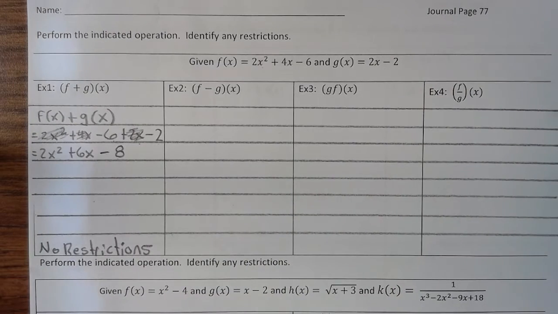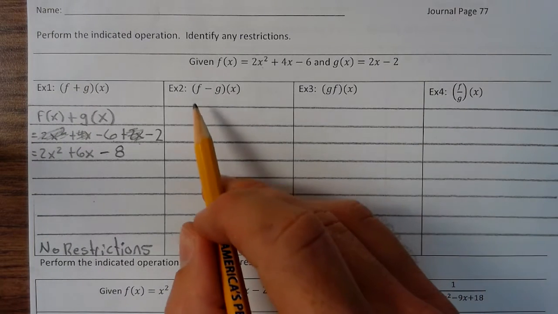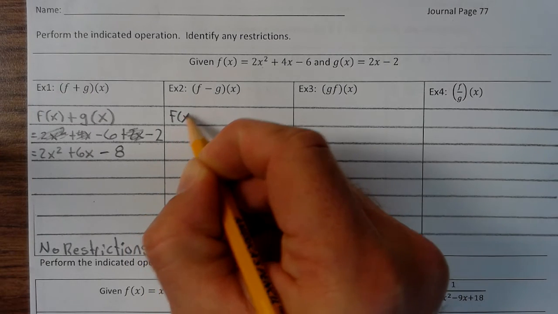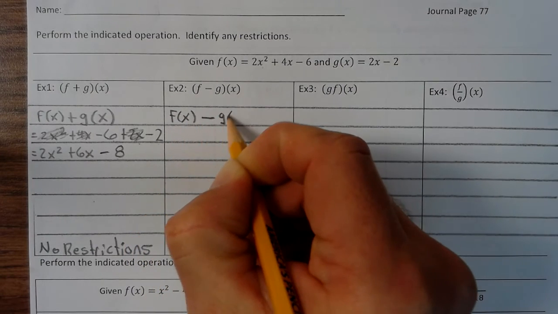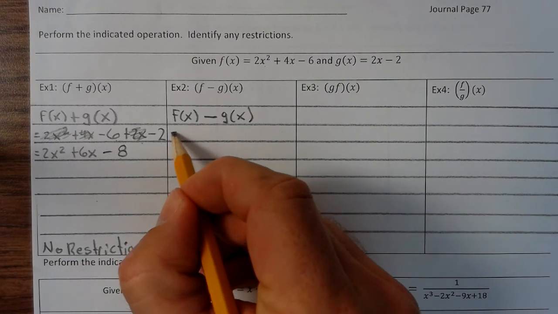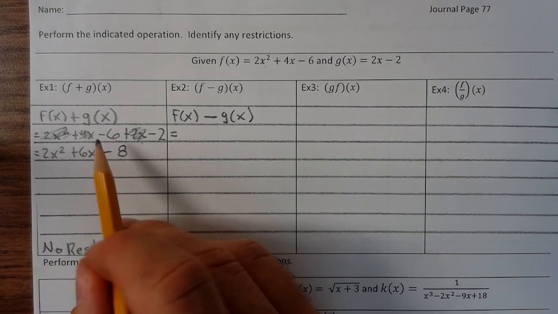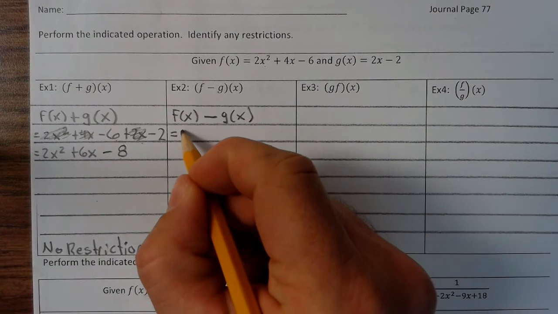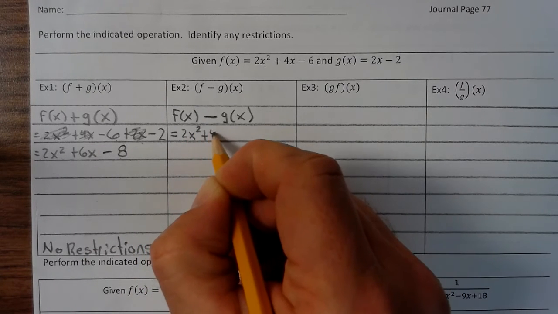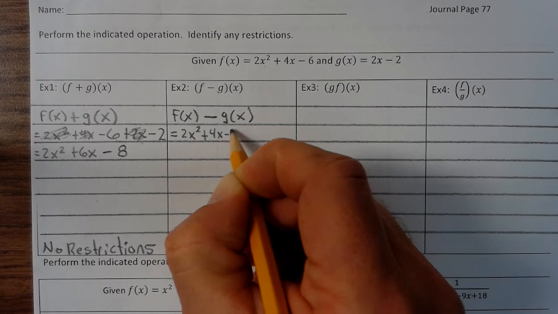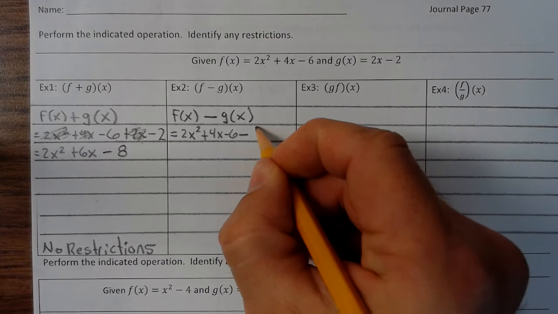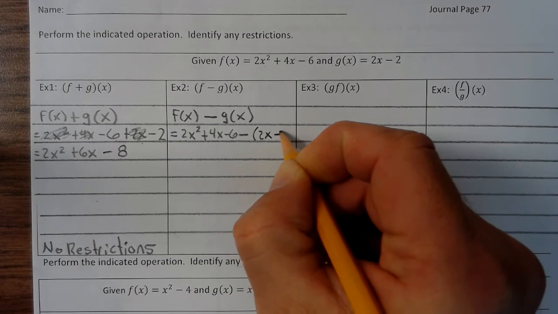Okay. All right, example 2. So we have f minus g of x. So that is f of x minus g of x. All right. So like example 1, except for instead of adding, we're subtracting. So we have 2x squared plus 4x minus 6 minus 2x minus 2.